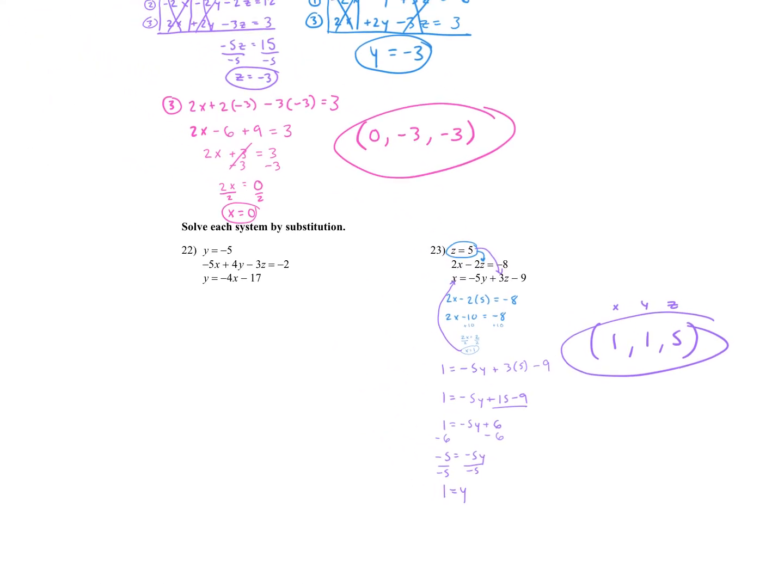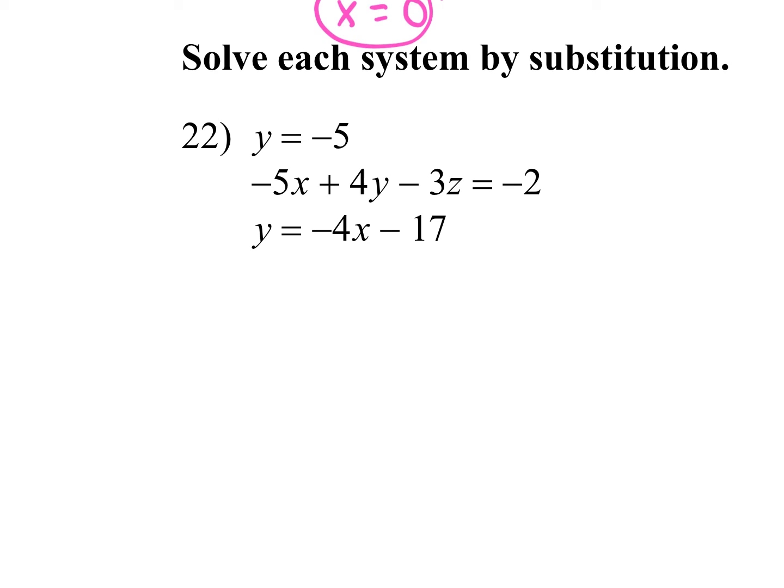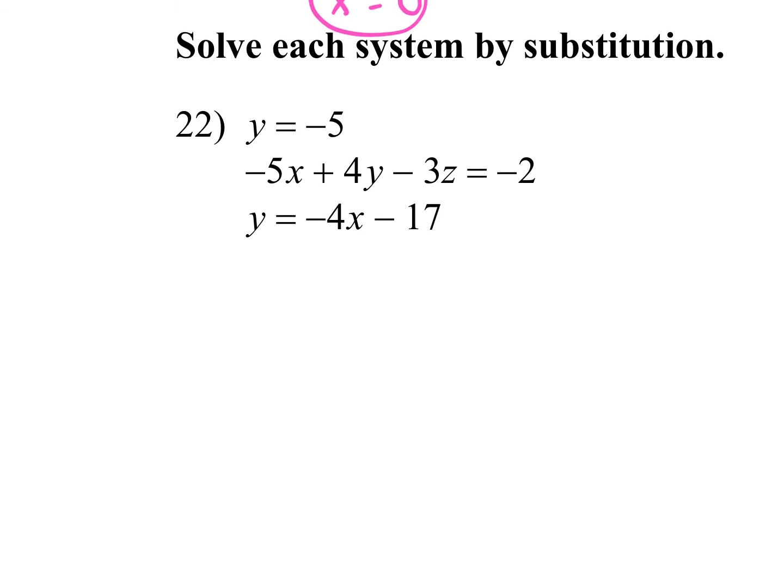All right, let's take a look at 22. So here we're solving with substitution. I have y is equal to negative 5. What do I do with that? Plug it into the third equation. I have to plug it into the third one because I can only plug it into one with 2 variables. So I can't jump to the 3 variable one yet. So you go 1, 2, 3. So I go with the one variable, plug it into the one with 2 variables. So I have negative 5 is equal to negative 4x minus 17.